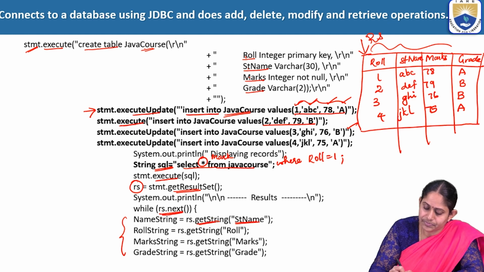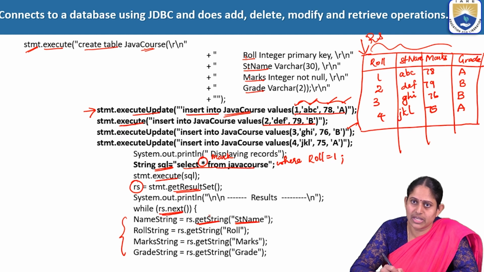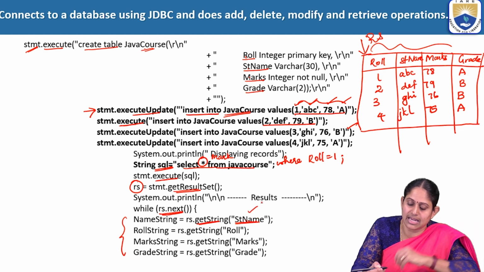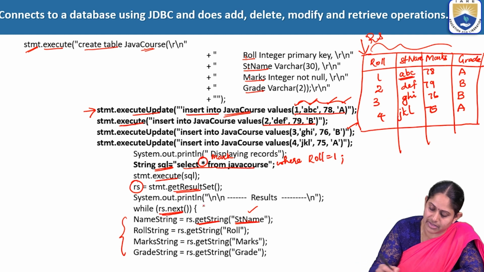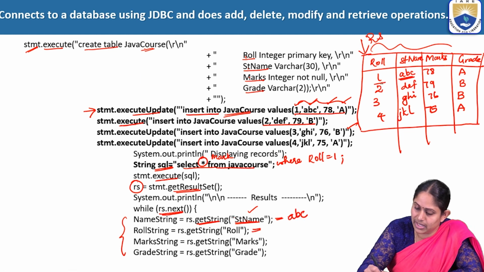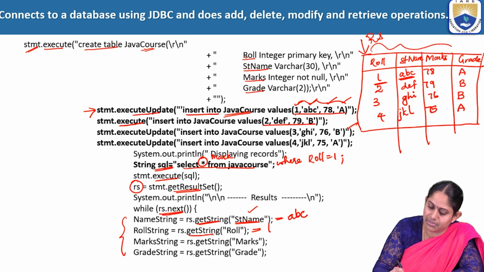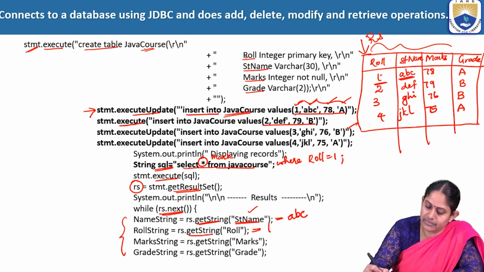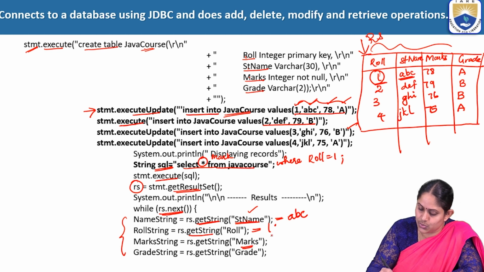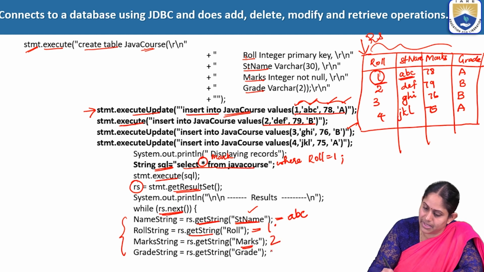So you call the getString method of the result set to get the first row of the student name column. So the value ABC will be retrieved and stored into name string. Name string will be ABC. Similarly, the roll number will be 1. So here the getString method is retrieving the string of that particular row. So it will be 1, and then marks will be 2, and grade will be A.